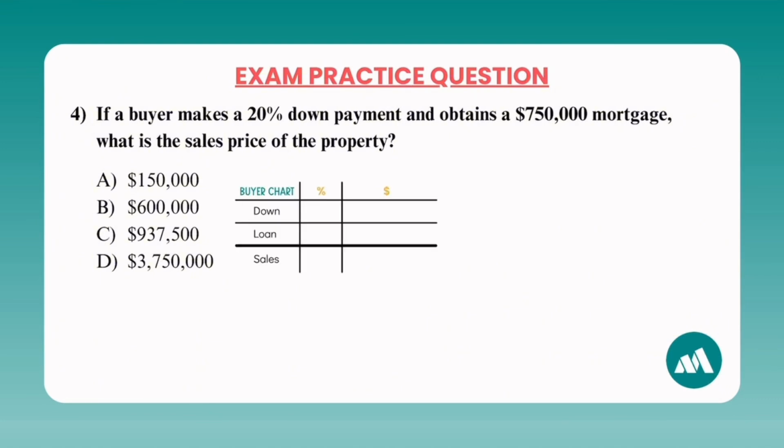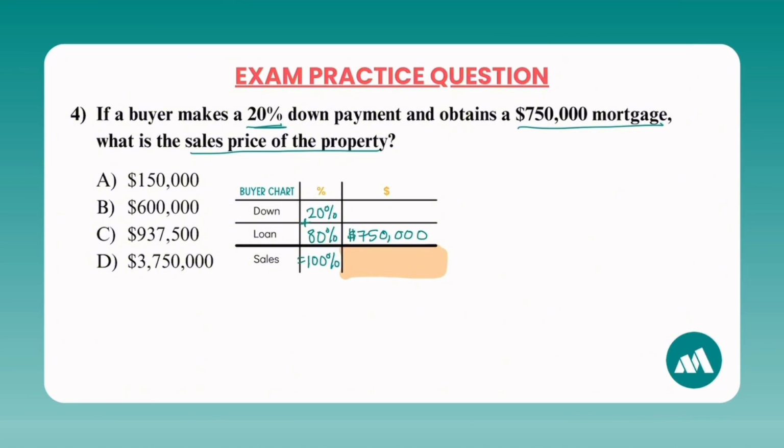All right, now let's put in what we got. So we have a 20% down payment. That goes here. Then we have a $750,000 mortgage. That goes here. Now they want to know what's the sales price of the property. They're asking for this box. We know that the sales price is always 100%. Now, according to this, the loan to value ratio is going to be 80%, right? Because 20 plus 80 has to equal 100.